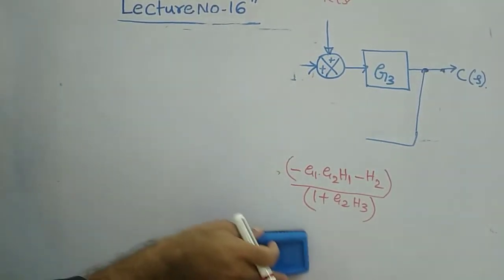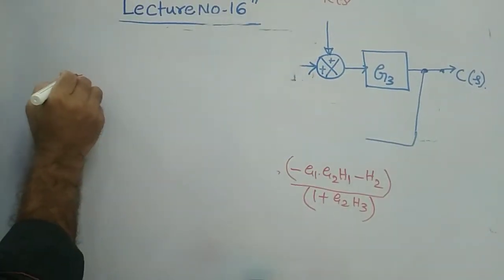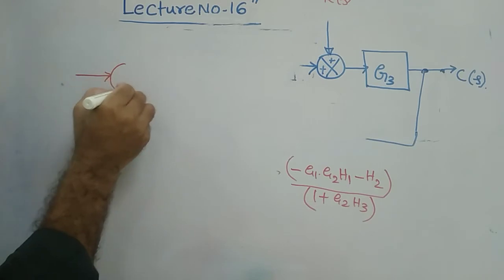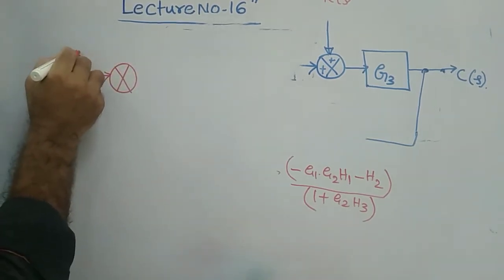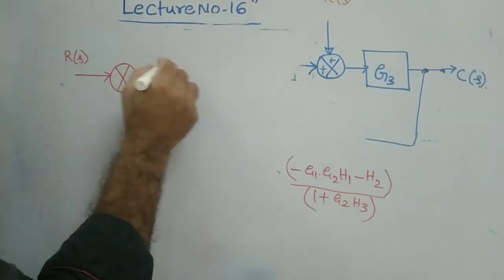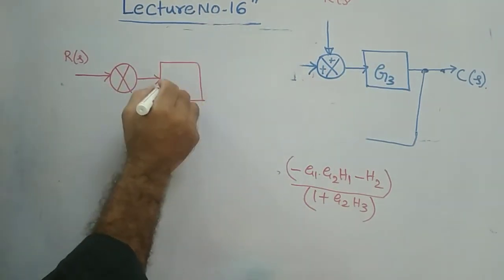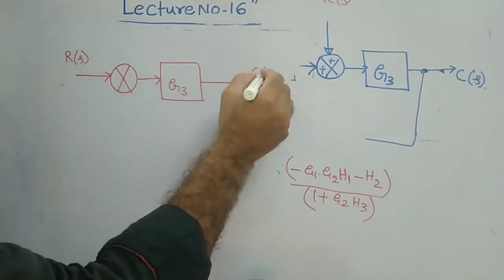Means that your block diagram will be shown like this. Actually, this summer will be like this. This is your R(s) now. However, the gain of your amplifier, I mean your G3, will be there as it is. This will be your C(s).